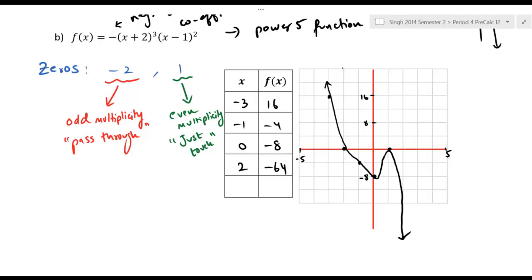So that brings us to the end of this lesson. Hopefully you've made the connections and you realize that we need to have all sorts of different information to try and come up with a nice smooth curve of polynomial functions.